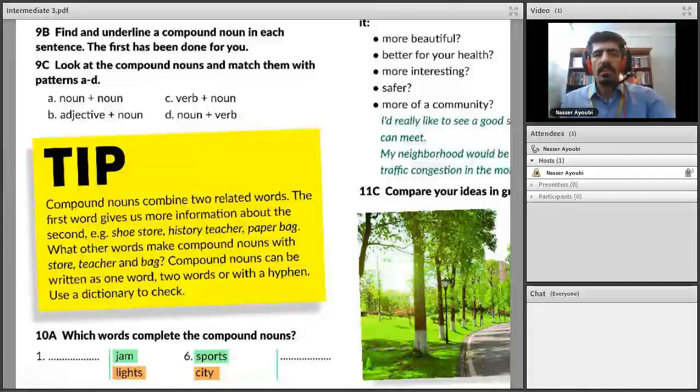Tip: compound nouns combine 2 related words. The first word gives us more information about the second. For example, shoe store, mystery teacher, paper bag. What other words make compound nouns with store? So shoe store, we can have grocery store. It can be, for example, bookstore, coffee store. Teacher, math teacher, English teacher, and so on. Bag, paper bag, plastic bag.